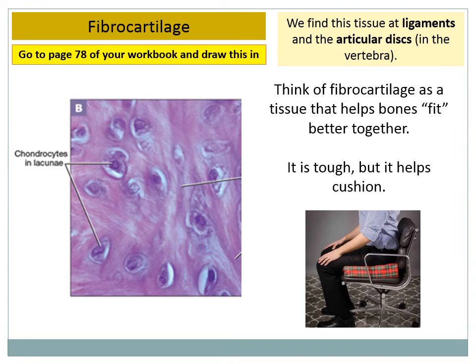We also have fibrocartilage. Fibrocartilage is a tissue that helps bones fit better together. Fibrocartilage is a tough cartilage, but it helps to cushion you a lot. So we find fibrocartilage at the ligaments and at articular discs, which are in the vertebra. So your fibrocartilage is there to help cushion you. It's tough, but again, helping you cushion. Sorry, I don't have anything super exciting to say about this one.